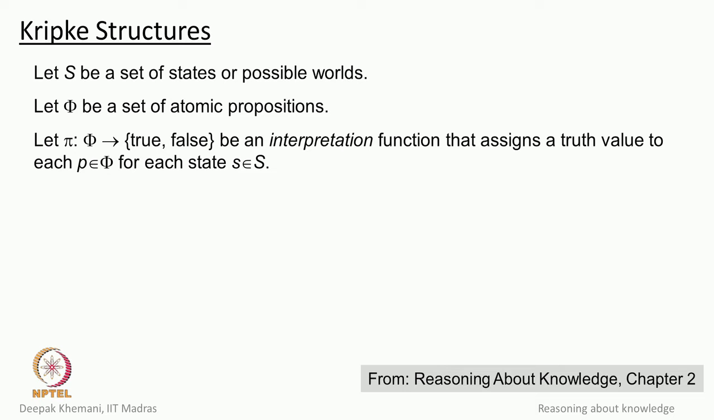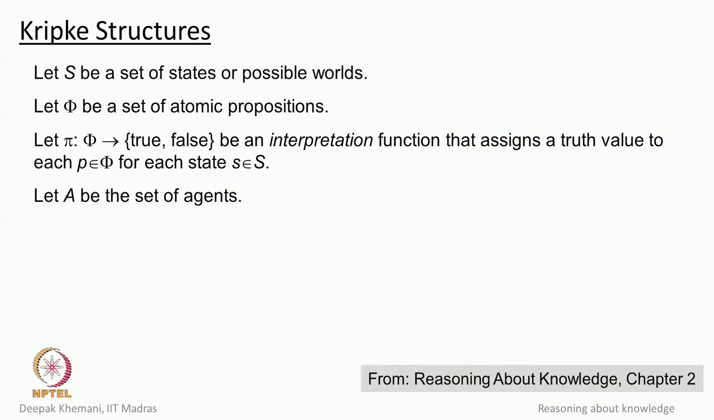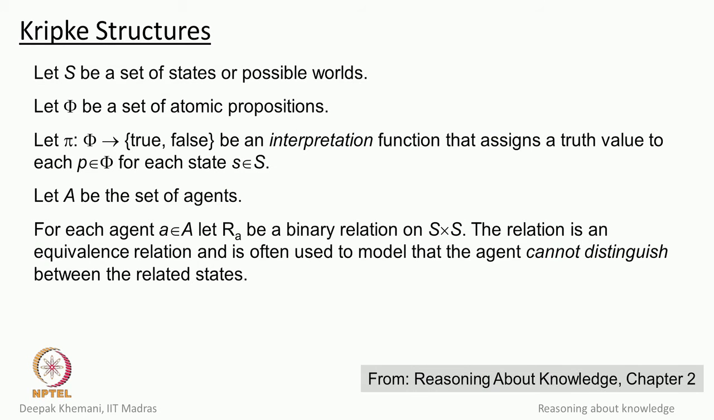So, it is an interpretation, except that this interpretation will also take the state as an argument and say in this state this statement is true. So, if you look at the Kripke structure, you can say that in state S1 a certain statement is true, in state S2 that particular statement is false and so on. So, this function pi or interpretation tells us that.